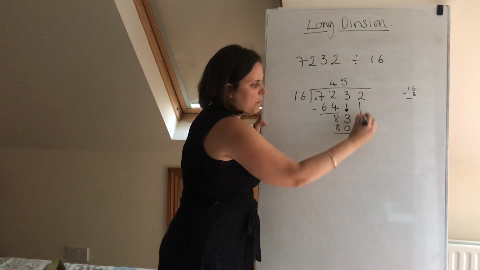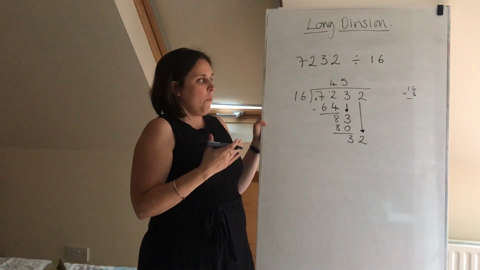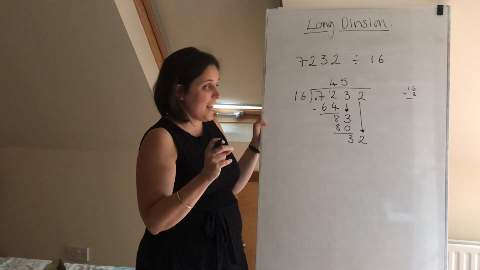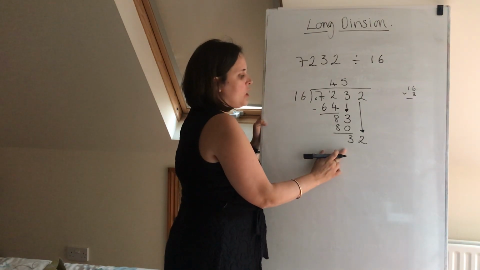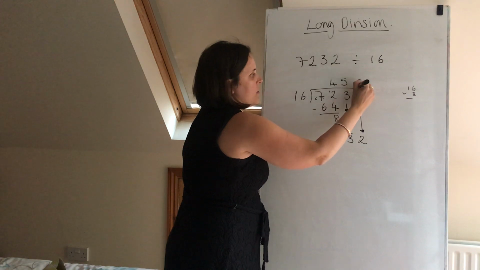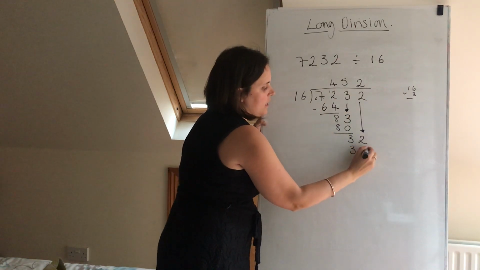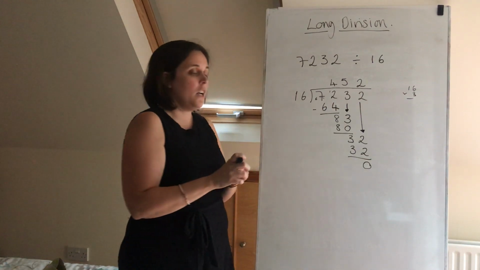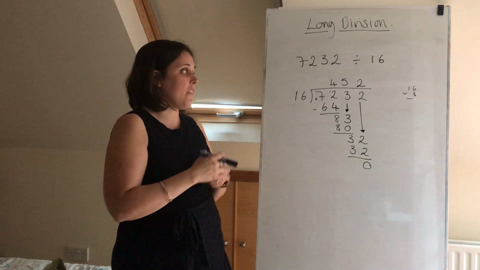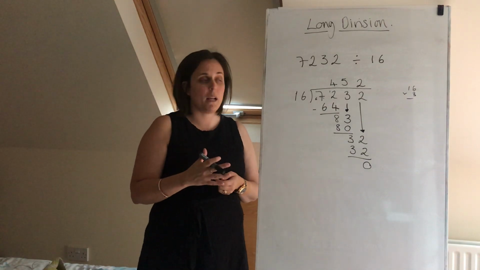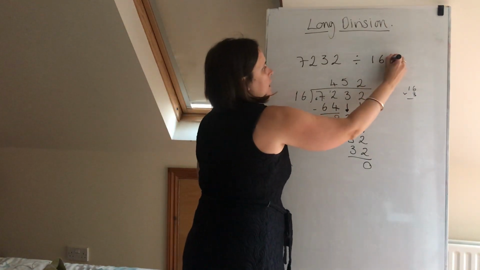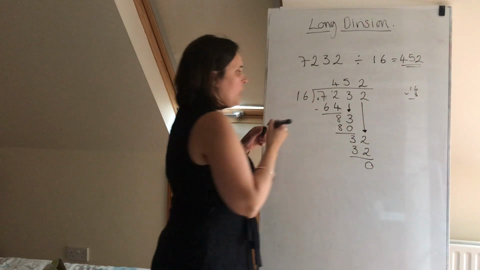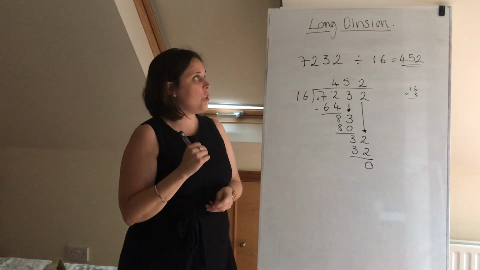Repeat the process again. Bring down the next number, so that's a 2. And now we have 16 into 32. Now, 16 goes into 32 exactly. 16 into 32 is 2. It goes in twice. And 16 times 2 is 32, and so we end up with 0 remainder. And if we get to the end and we've got 0 remainder, then basically that is our sum complete. And then we can go back up here and say the answer to this then is 452. And that is it. And that is how you do long division.